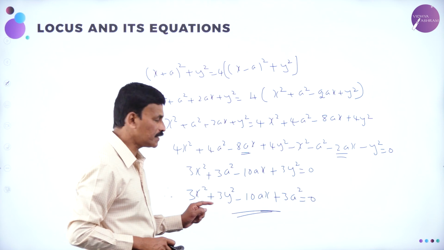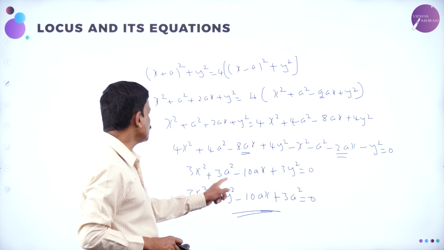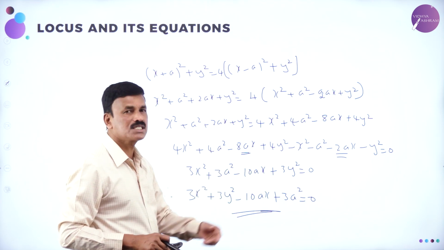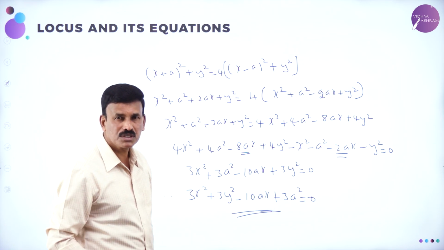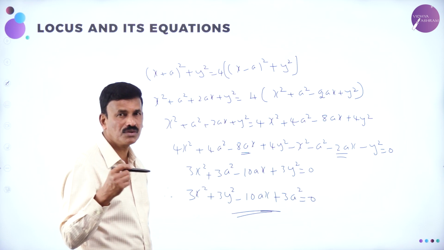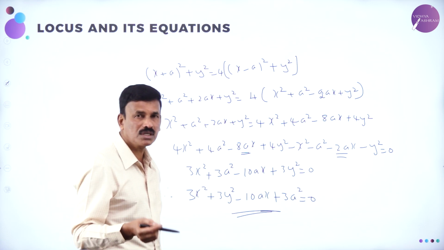Now put it in order. 3x² + 3y² − 10ax + 3a² = 0 is the required equation of the locus of the given point. Right. Hope you followed. Very important for 4 marks. Now move on to the next problem.